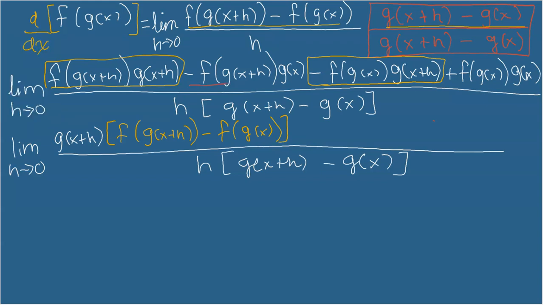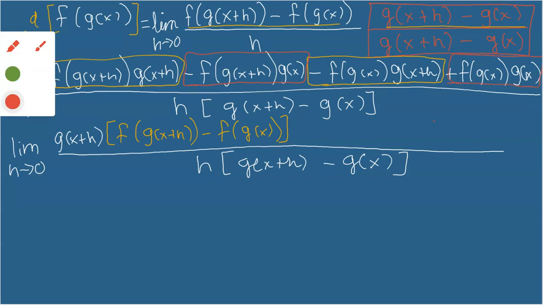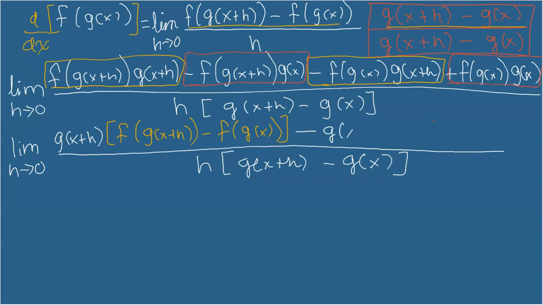Then I'm going to go ahead and group the red boxes together. And I'm going to factor out a negative g of x. That's what's in common. What will be left is f of g of x plus h, and that's the positive, and I factor out a negative, so that must be a negative right here, f of g of x.